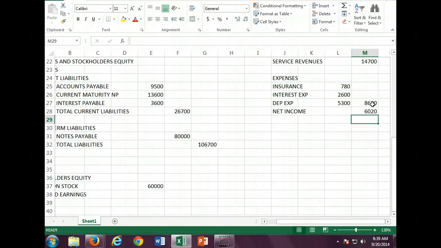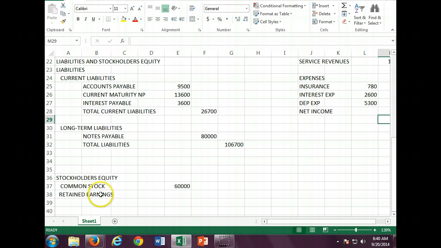Okay. So we go over here to our retained earnings. And what did we start the retained earnings with? The beginning was 40,000. Plus, what are we adding? 6,020. So 40,000 plus 6,020 is 46,020. Does that make sense?